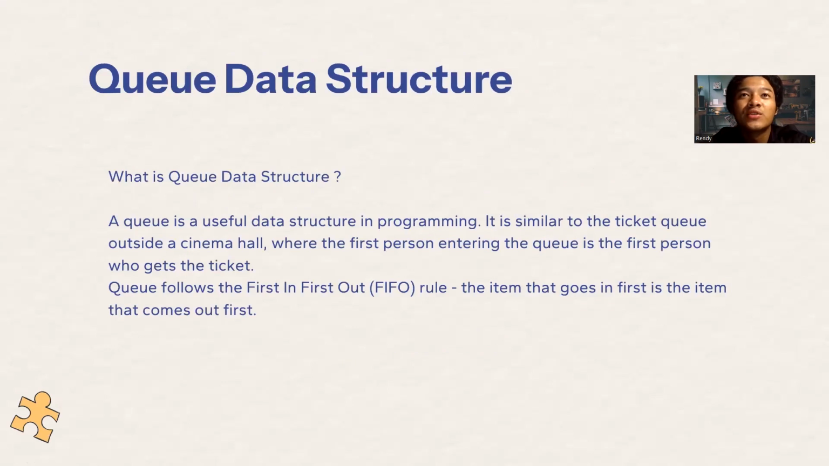So the first is queue data structure. What is queue data structure? Queue is a useful data structure in programming. It is similar to the ticket queue outside a cinema hall, where the first person entering the queue is the first person who gets the ticket. Queue follows the first in first out, FIFO, rule. The item that goes in first is the item that comes out first.